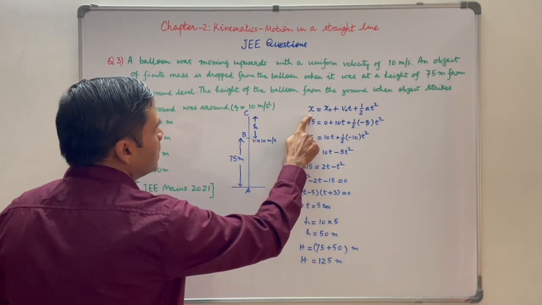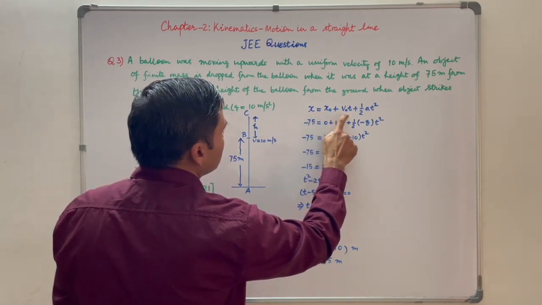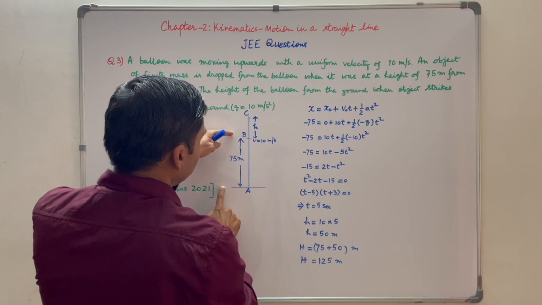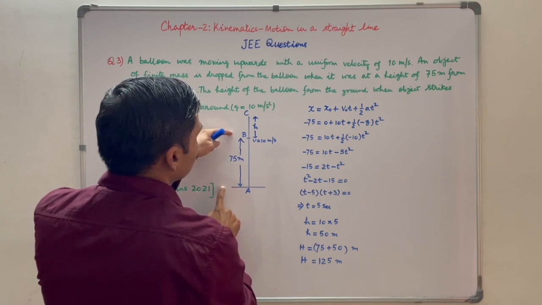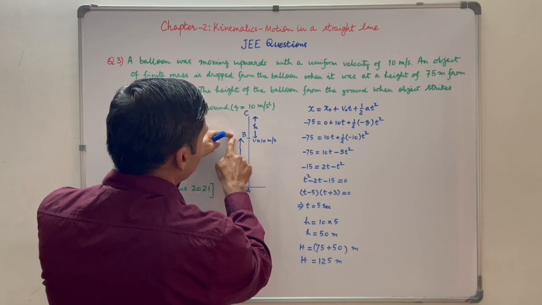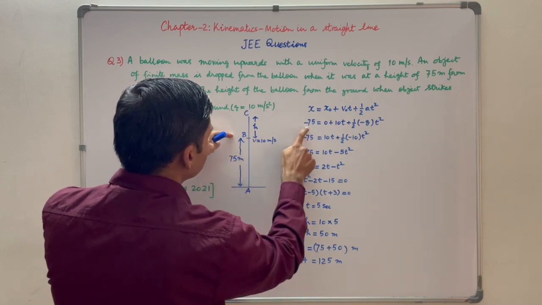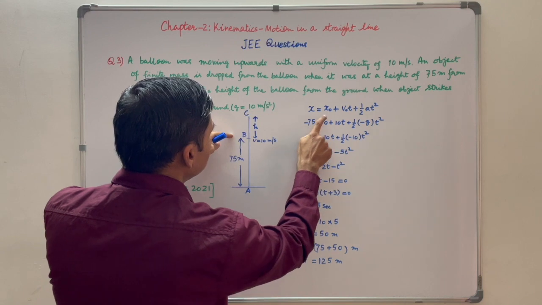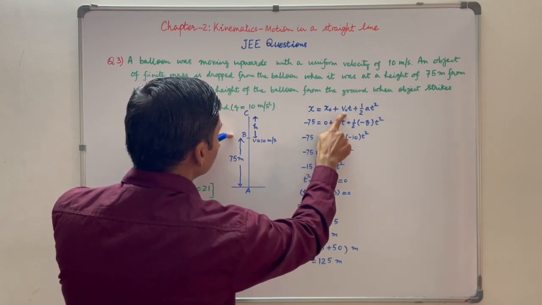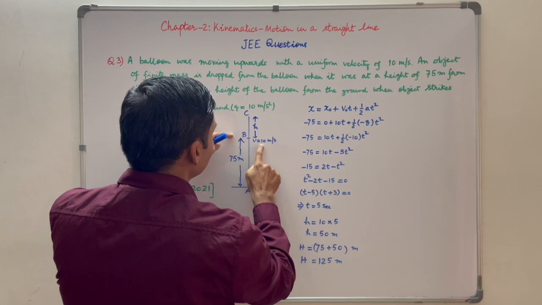Let us start. X equal to x0 plus v0t plus half at square. We will calculate the time the object takes in reaching the ground from this formula. Now this is our reference point. The object is coming down, so x is minus 75. Initially there was no displacement, so x0 is 0. v0 is equal to v, the velocity of the balloon.